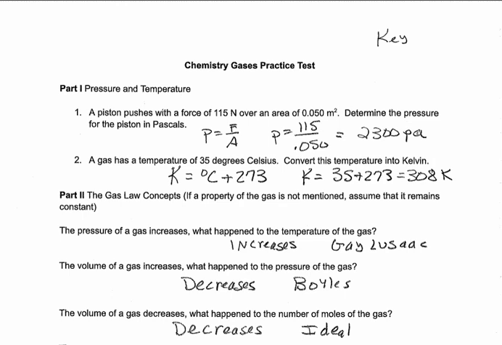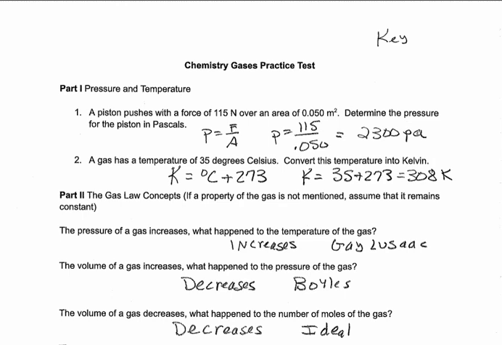Now to go from Celsius to Kelvin, we just add 273 to that. So if I want to convert 35 degrees Celsius into Kelvin, I just take 35 plus 273 to give me 308 Kelvin.